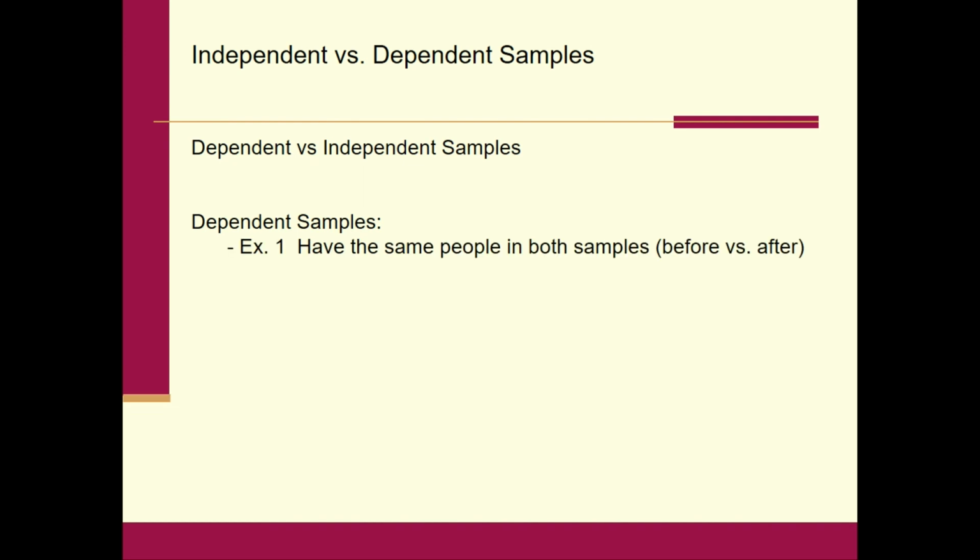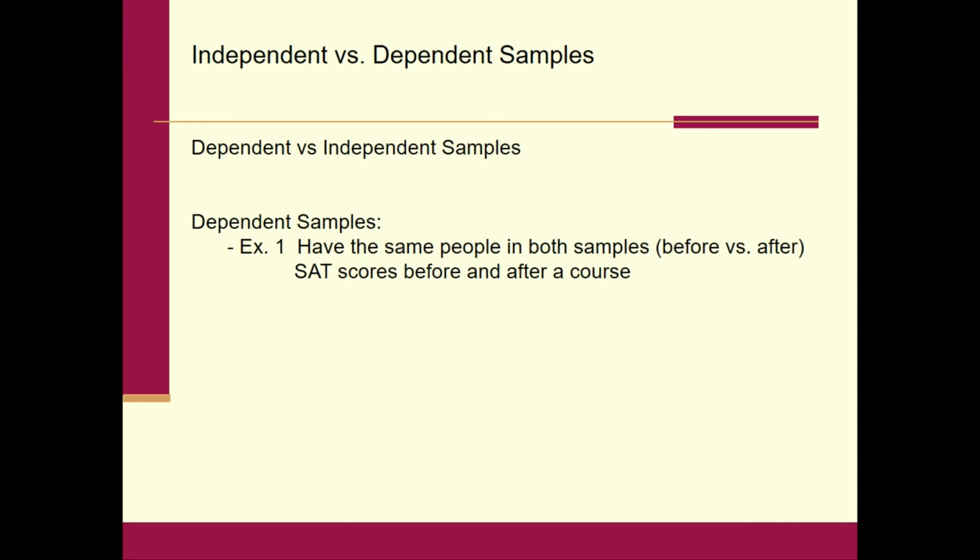Here's an example where you have the exact same people in both samples, and you have a before versus after situation. You might be asking yourself, how can I have a before and after situation where I have exactly the same people in both populations? Well, let's say that students took the SAT and they didn't do very well, and they wanted to improve their score. So they took a course that would help them improve their SAT scores.